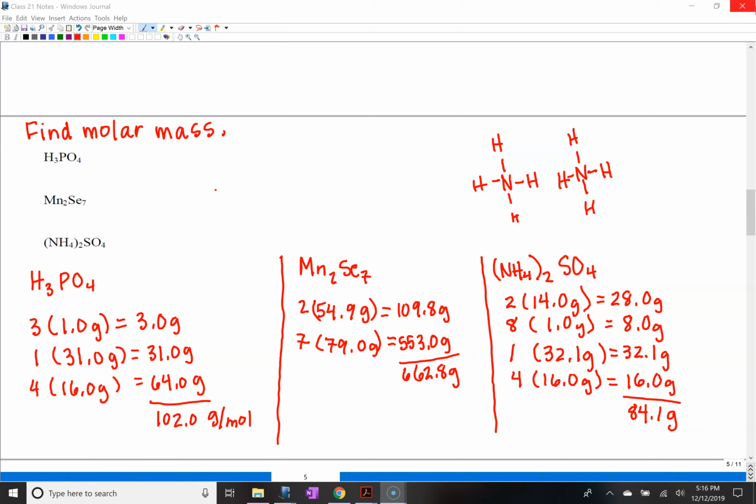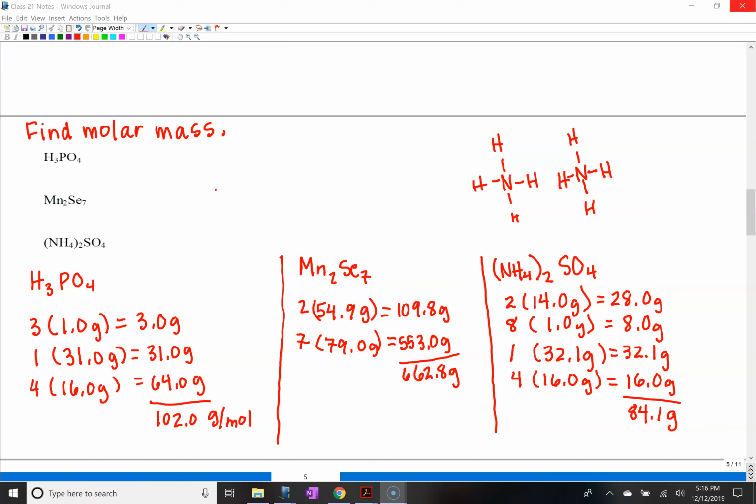Now, for ammonium sulfate, the formula is NH4 in parentheses with a 2 outside. Whenever you have a number outside of parentheses with a polyatomic, that number is going to tell you how many of that polyatomic you have. So for ammonium, the 2 is telling me I have 2 ammonium ions. Each ammonium ion has 1 nitrogen and 4 hydrogens. So 2 of them means I have 2 nitrogens and 8 hydrogens.